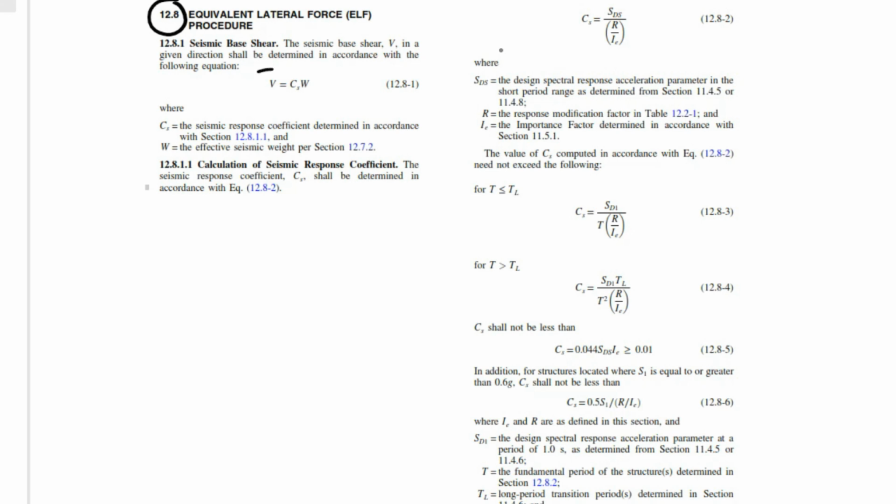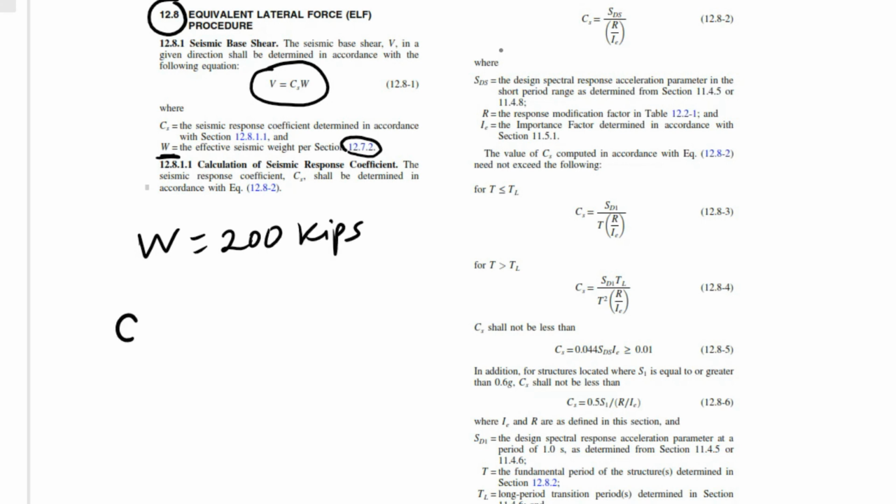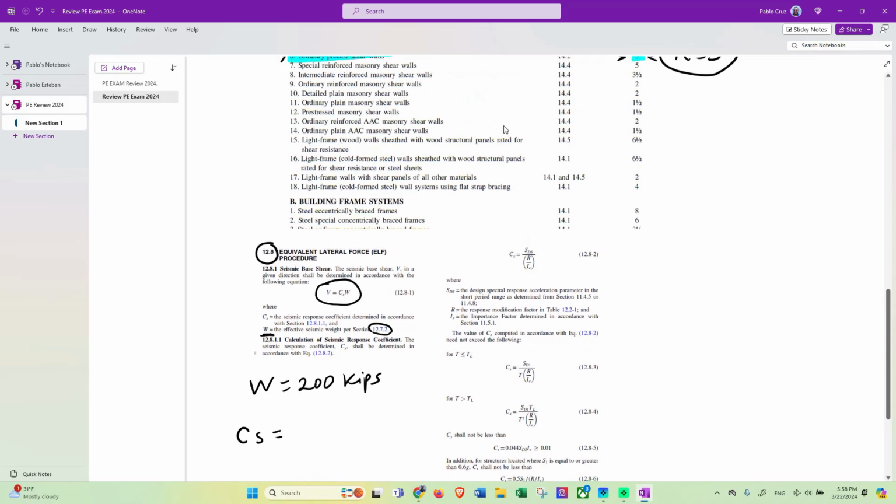The seismic base shear is going to be equal to CS, which is the seismic response coefficient, determined in accordance with section 12.8.1.1, and W, which is the effective seismic weight per section 12.7. In this case, W is a given. W is equal to 200 kips. And for CS, we need to check out section 12.8.1.1.